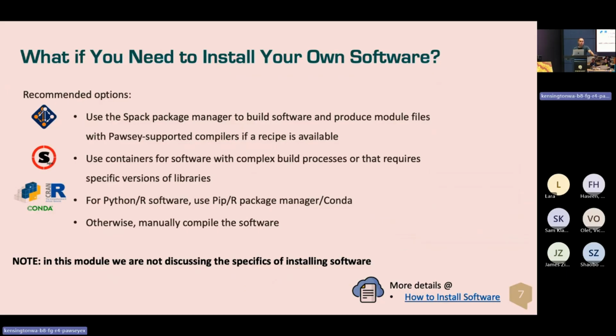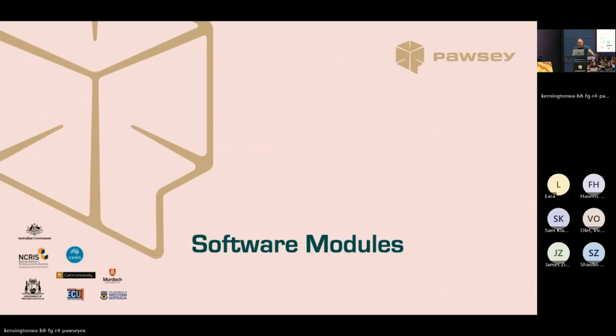That is mostly for compiled software, written in languages like C and C++. For Python or R packages, we suggest using pip or the package manager that comes with Python. Those also have been configured on Cetonix to work nicely with the environment we set up. And the environment is basically, as I said, handled by software modules.